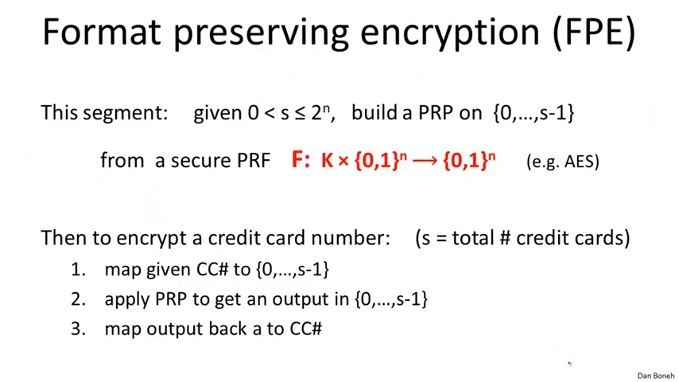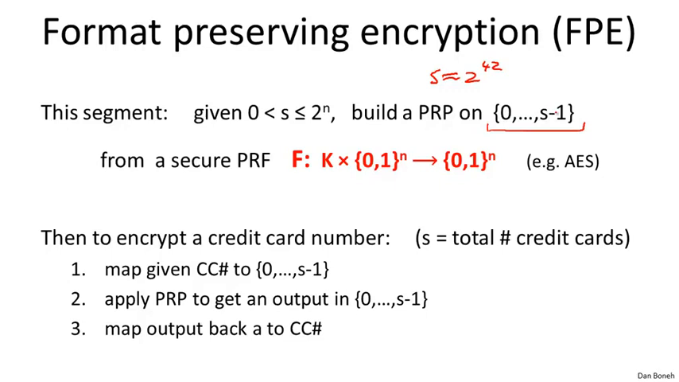More abstractly, what we're trying to do is build a pseudo-random permutation on the set 0 to s-1 for any given s. So for the set of credit card numbers, s would be roughly 2 to the 42. In fact, it's not exactly 2 to the 42; it's going to be some funny number that's around 2 to the 42. And our goal is to build a PRP that acts exactly on the interval 0 to s-1.